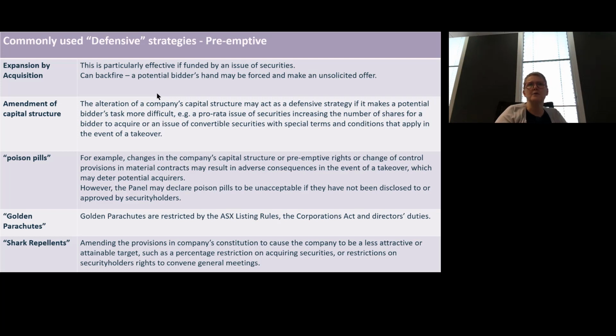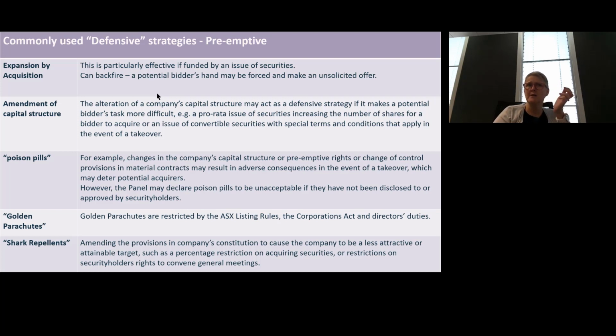Less common now, but it used to be quite common to have what are referred to as poison pills. So a provision in the company's constitution, for example, some sort of capital structure provision or preemptive right that provided for the issue of new shares in an adverse circumstance. So if a takeover came along, for example, to issue new shares. Now, the listing rules make it very difficult to do that anymore.